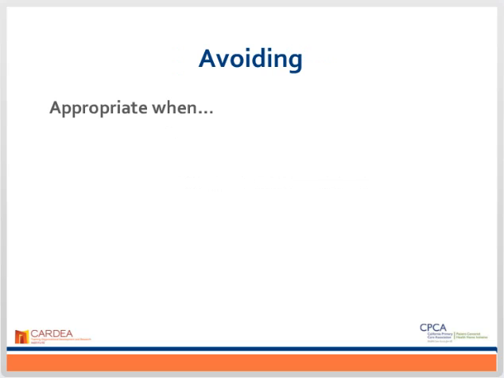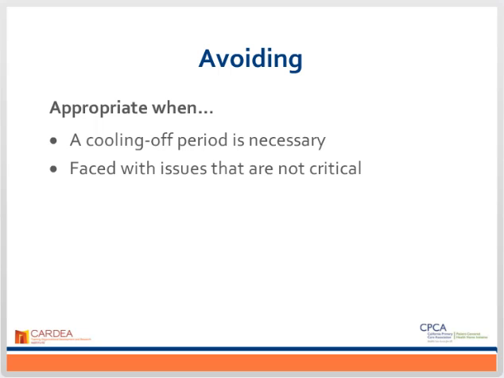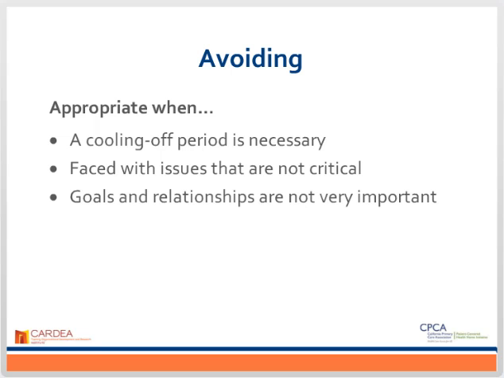Avoiding is appropriate when a cooling off period is necessary, and unlike competing, when faced with issues that are not very critical. It is also appropriate when goals and relationships are not very important, although it may take the form of diplomatically sidestepping an issue or postponing the issue until a better time. Like compromising, it can be used as a first step along with one of the other 4 methods. Here's a situation in which avoiding might be an appropriate method.